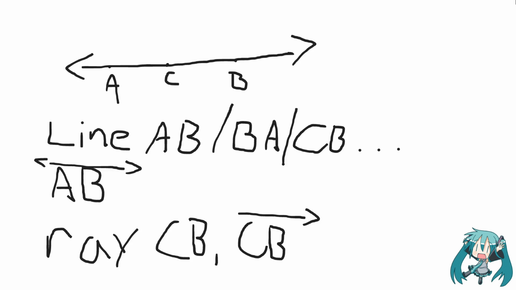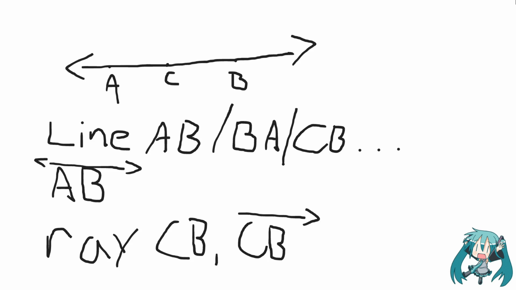You can name this line AB, BA, CB, or AB with this symbol. However, if the line does not extend indefinitely through C and instead ends right there, this would be a ray. You would call this ray CB or CB with the symbol. When you name rays, you want to make sure that the endpoint is the first point that you list.